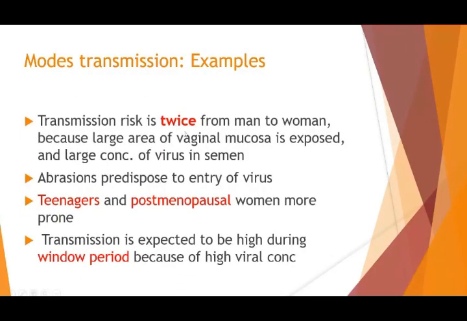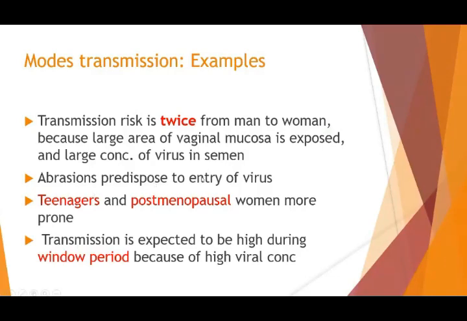Transmission risk is twice as high from man to woman. Why? Because of the large area of vaginal mucosa exposed and the large concentration of the virus in semen. So if you have a man who has a sexually transmitted infection, for example gonorrhea or prostatitis, the semen will contain many inflammatory cells, including lymphocytes, which harbor the virus. This will further increase the risk in comparison to a man who has no other STI. But usually man to woman is high risk.